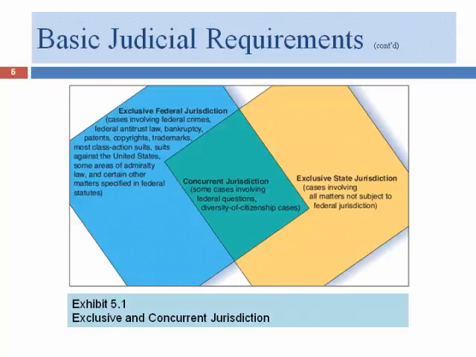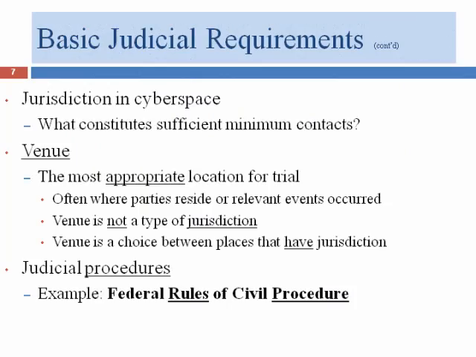And this is a little map showing you how exclusive and concurrent work, kind of in a visual manner. And you can see in the blue is where you can file in federal court exclusively, and then the yellow is where you file in state court exclusively. Concurrent is where you can file in both. The plaintiff has a choice of whether to file in one place or the other.